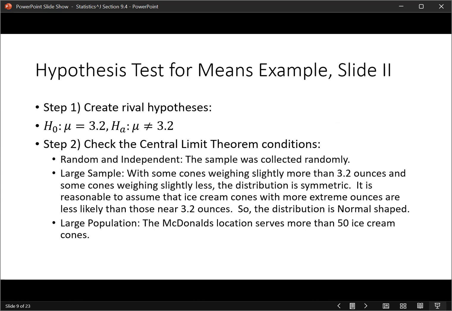And if you just think about it, it's reasonable to assume that if somebody is activating an ice cream cone machine and trying to get 3.2 ounces, they're going to be more likely to be close to 3.2 than far from it. And so the distribution is going to be normal shaped. It might not be perfectly normal, but it's going to be normal shaped. And then finally, the large population: there's going to be more than 50 ice cream cones.